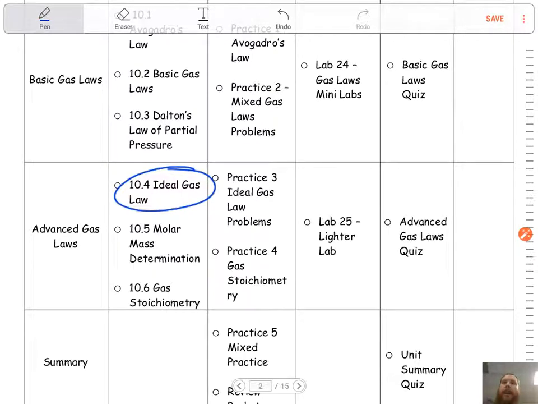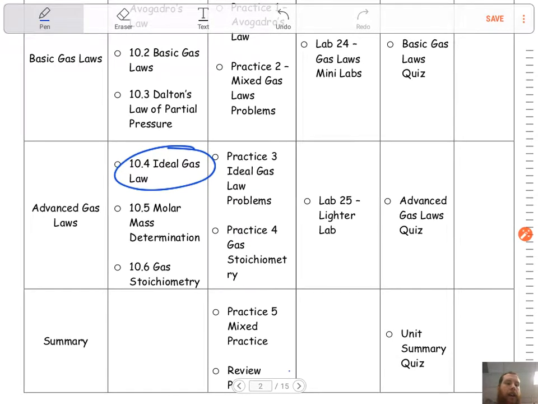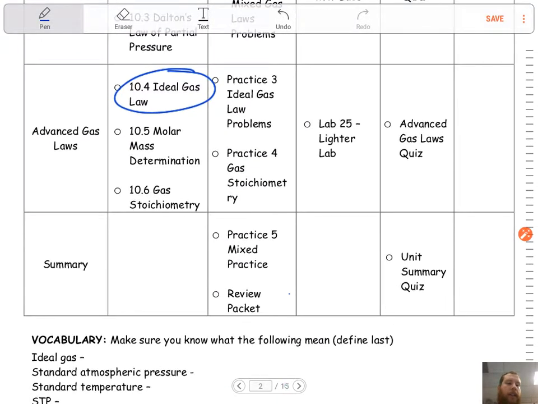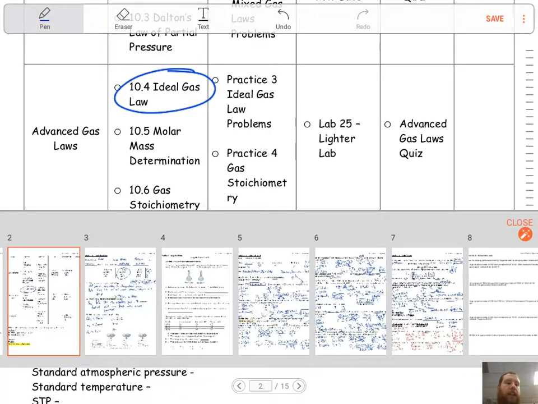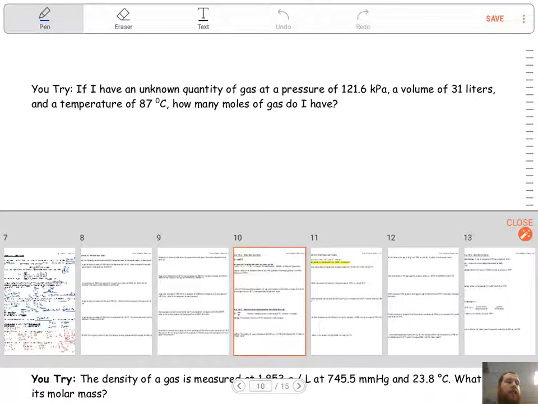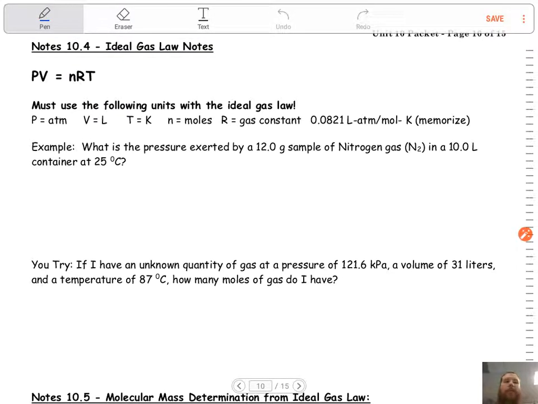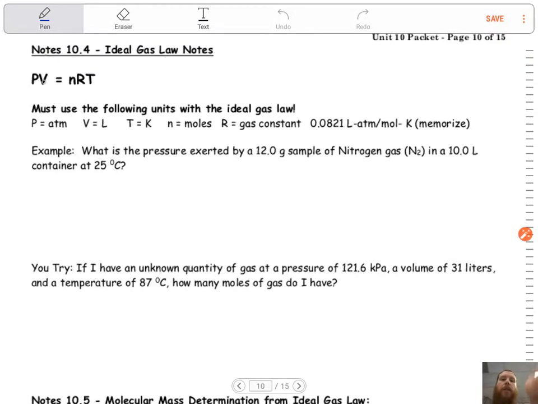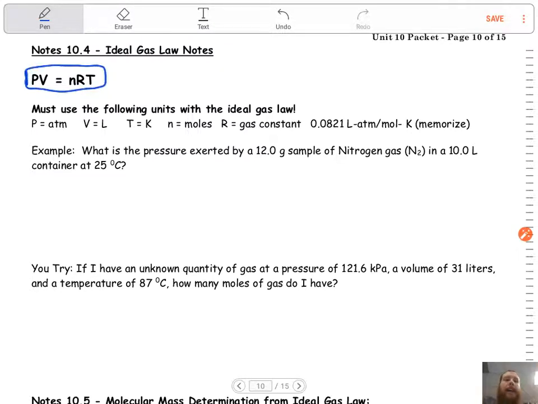So we're going to be on page 10 in your packet. I call these next ones the advanced ones just because there's some extra steps maybe that we have to do here versus the basic ones, and those are just converting to the proper units and remembering those proper units. So what I want you guys to do on table T in your reference table right now, write down this formula, PV equals nRT. This is an important formula that really helps us out.